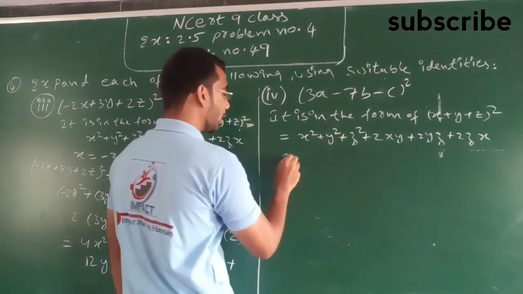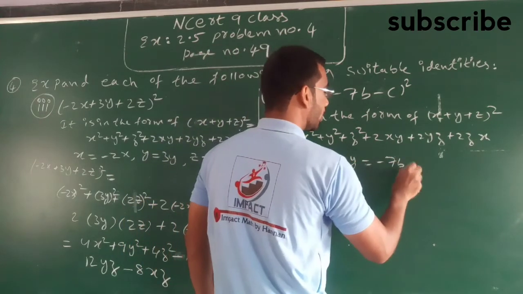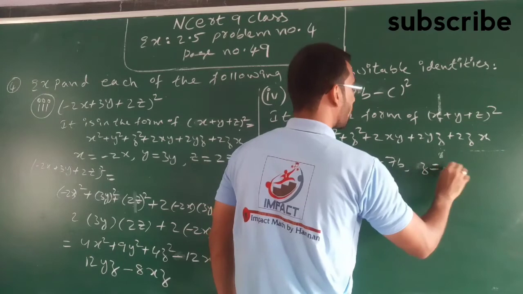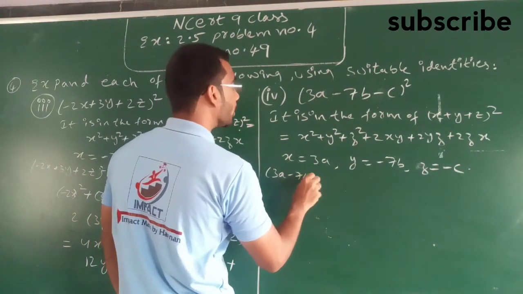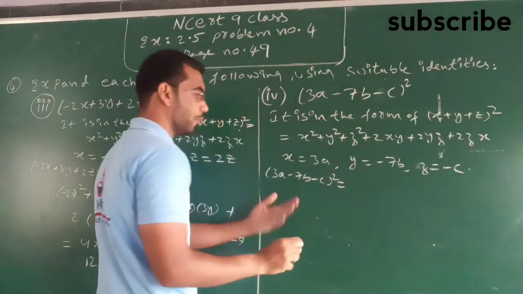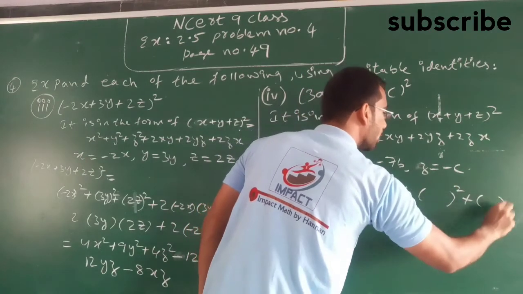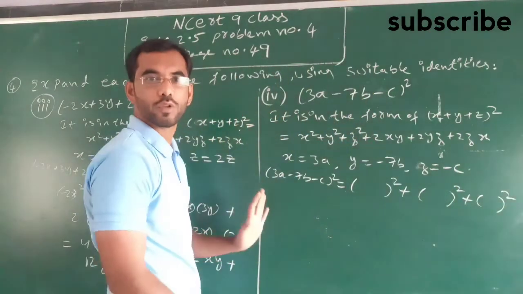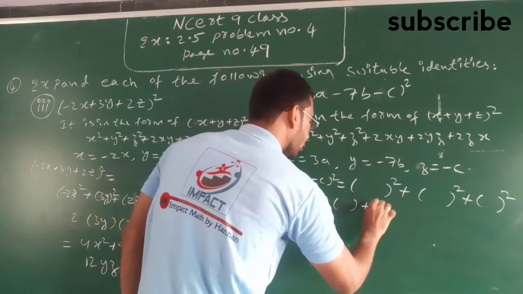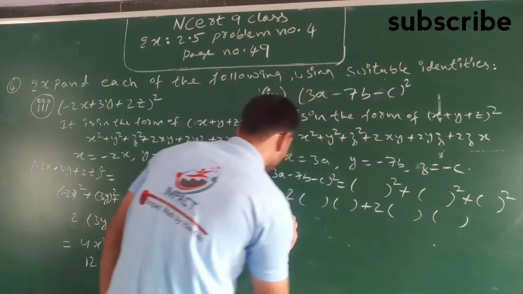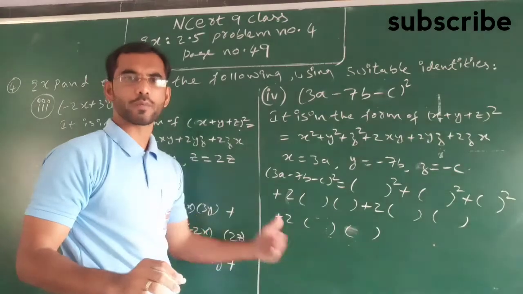Now we will substitute. X is equal to how much? 3a. Y is equal to minus 7b, and z is equal to minus c. We will substitute in the formula. Now 3a minus 7b minus c whole square is equal to, brackets open and close, so that you should not get confused. It is the better way to do. Now 2, bracket close, plus 2. See, place is not sufficient, that's why I am writing down. No problem, you can write in one line.